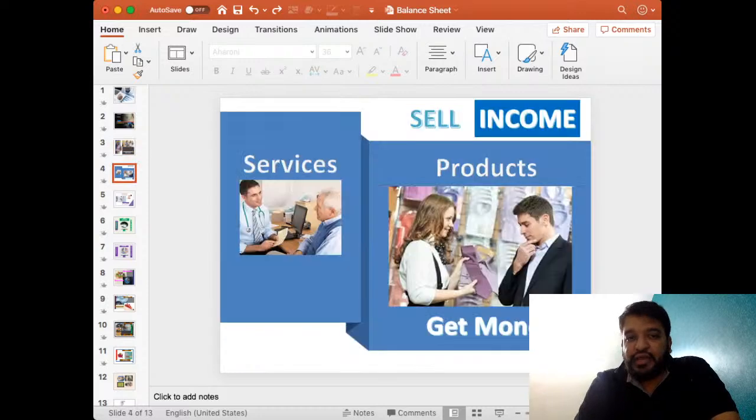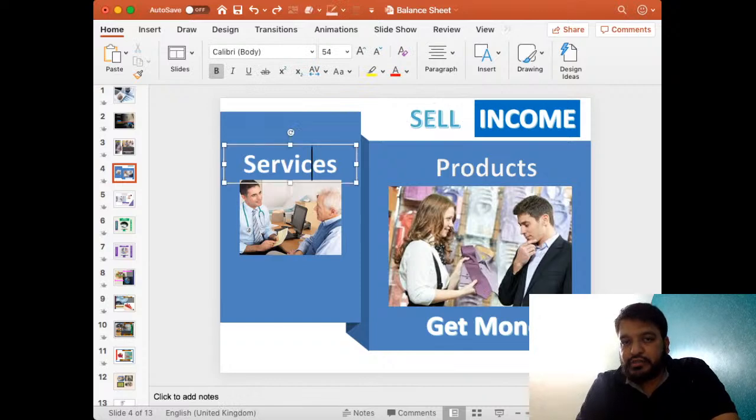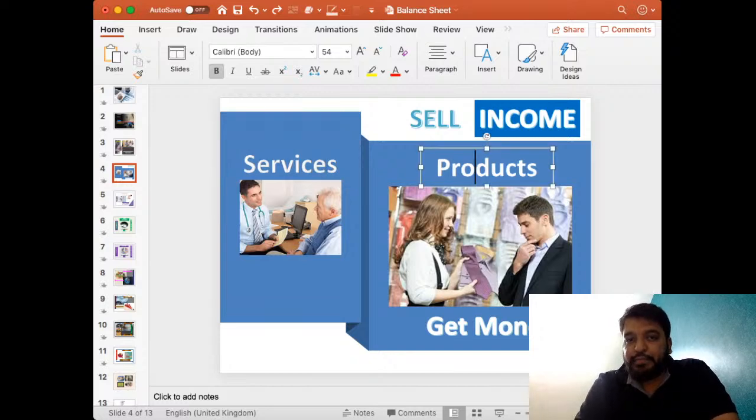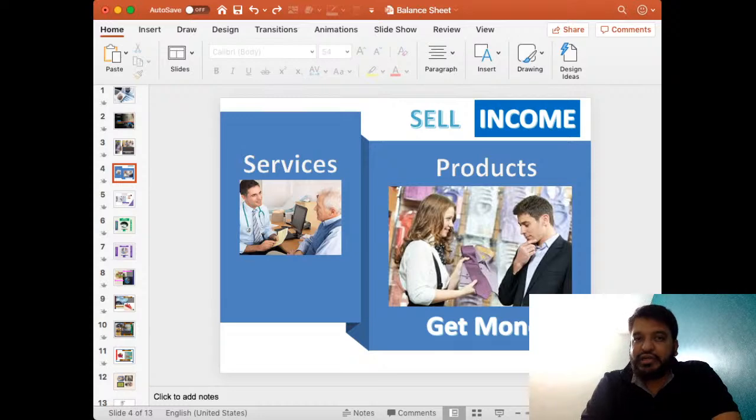Now, if the company sells services or products, for example, Geo is selling data, that's a service. Whereas Geo selling phones is a product. So the same company can sell a service as well as a product to get money. That is income. Because if you don't get money, then it becomes charity. You cannot call it income.